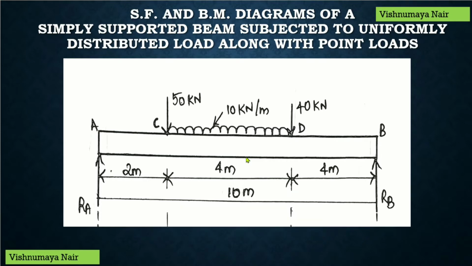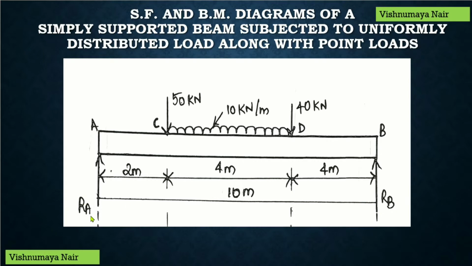Here I have shown a simply supported beam of length 10 meter over which a uniformly distributed load with rate of loading 10 kilonewton per meter acts over a length of 4 meters along with 2 point loads, 50 kilonewton and 40 kilonewton. Now due to this UDL and 2 point loads acting over this beam, we will have reactions at both the supports of the beam.